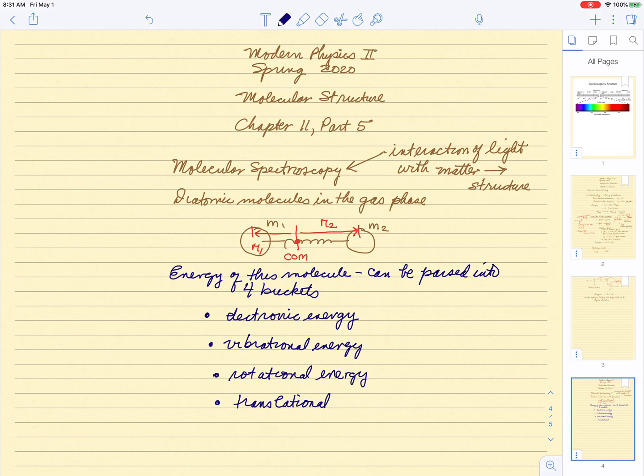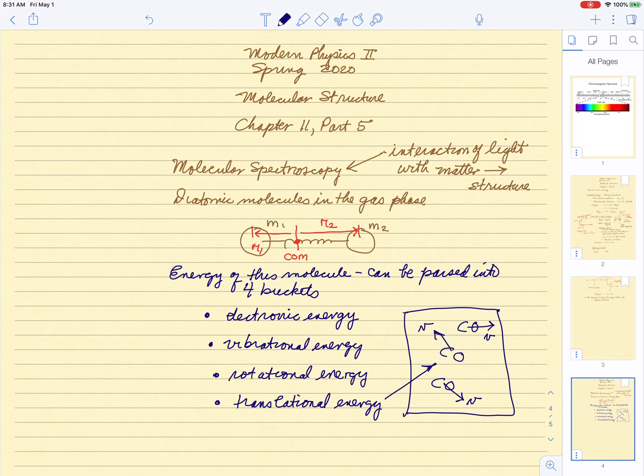Again, if you're talking about a bucket of, say, hydrogen atoms, or let's focus on the CO molecule, because actually the CO molecule is used a lot in this chapter. So if we have a bucket of CO molecules, these are moving with some speed in the gas phase in this bucket, and so that would be their translational energy.